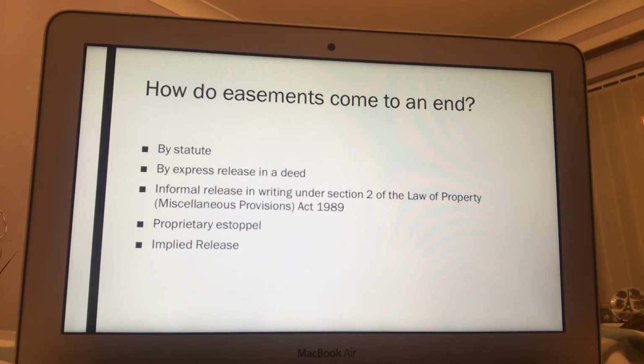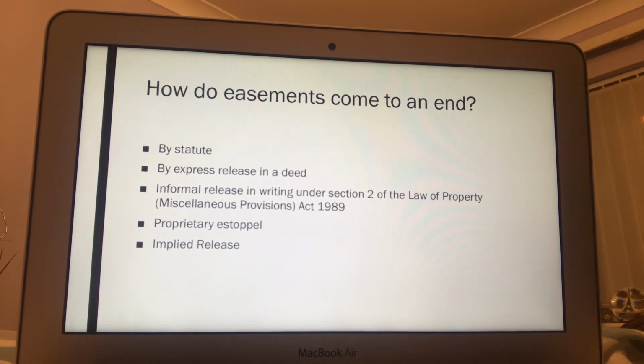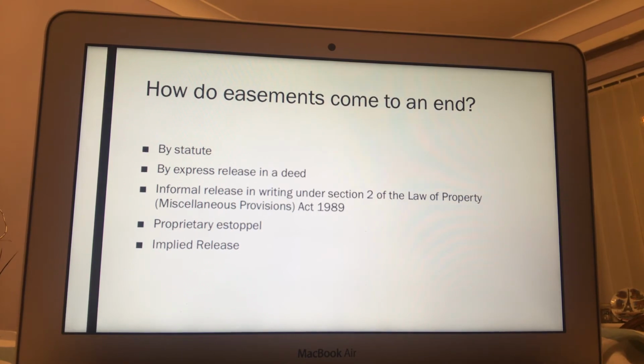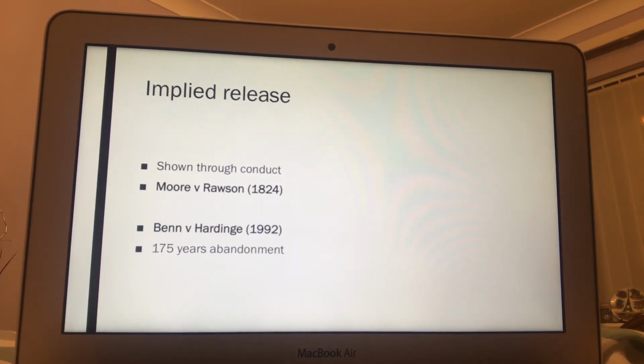So now I will be looking at how easements come to an end. These are listed on the screen. The one I will be focusing on is implied release. Implied release has to be shown through conduct. This was shown in the case of Moore and Rawson 1824.